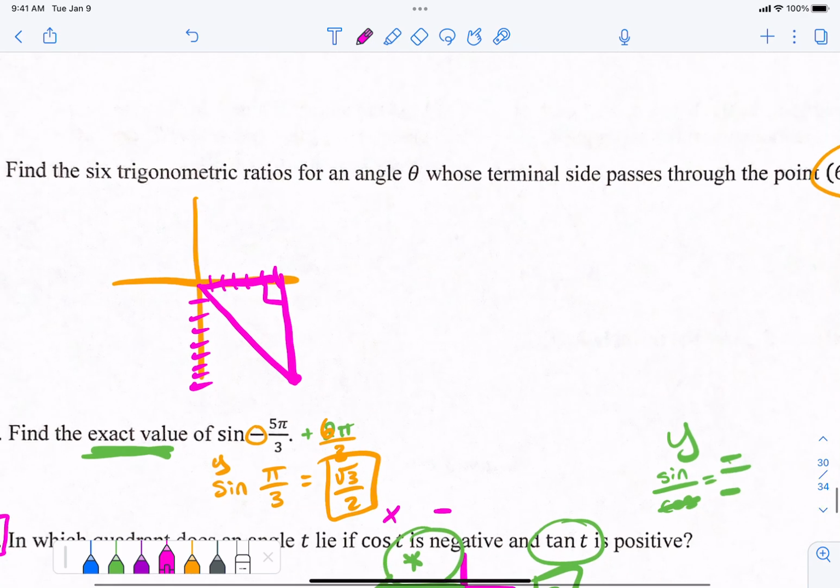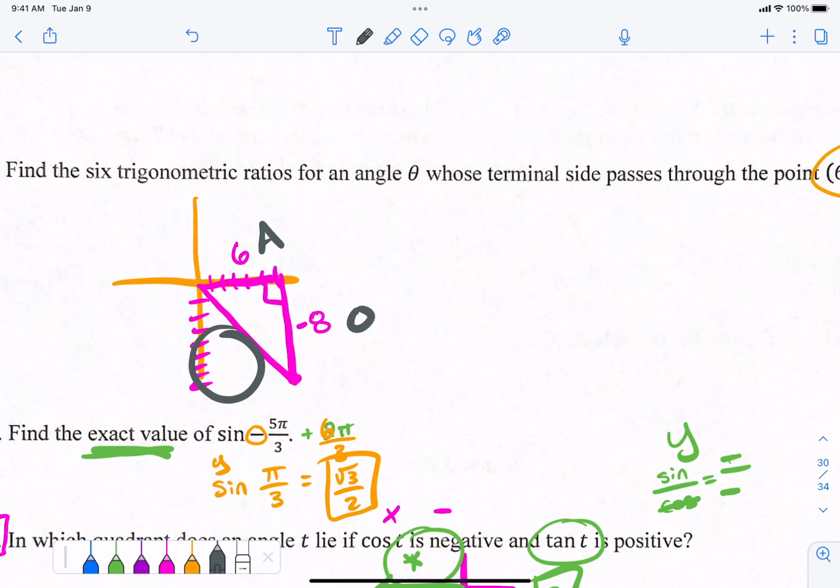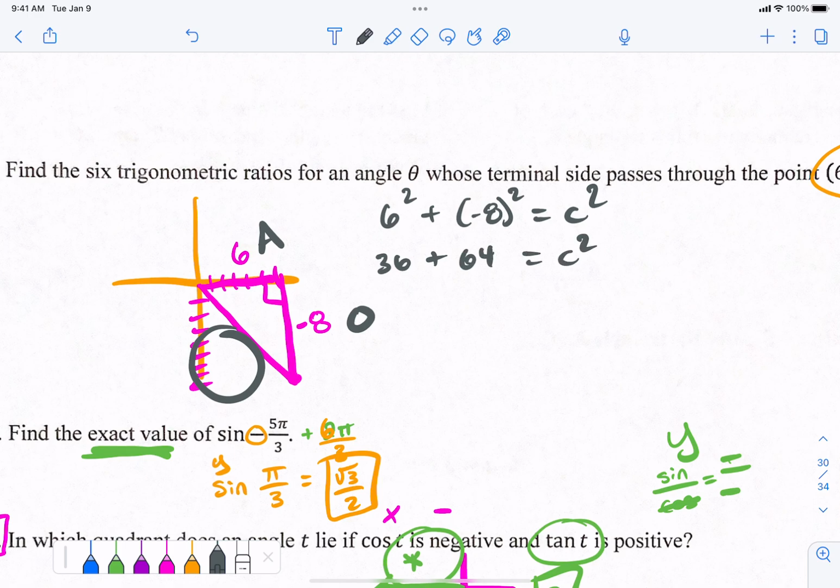Okay, let's label the sides. I know that this is 6 and this is 8, but 8 is opposite, so 8 has to be negative. 6 is the adjacent. We need to know the hypotenuse. We use the Pythagorean theorem. 6 squared is 36. 8 squared is 64. That's 100.